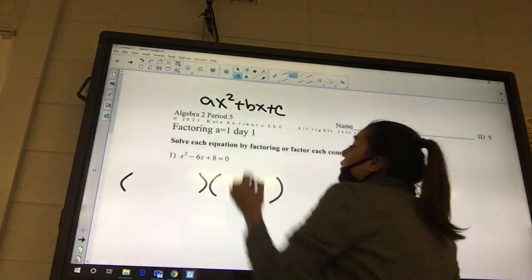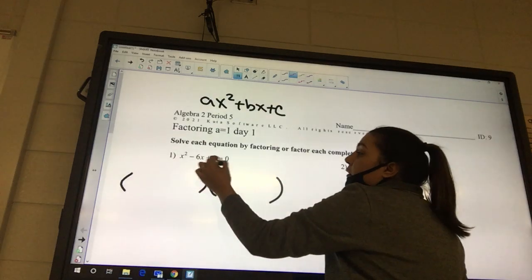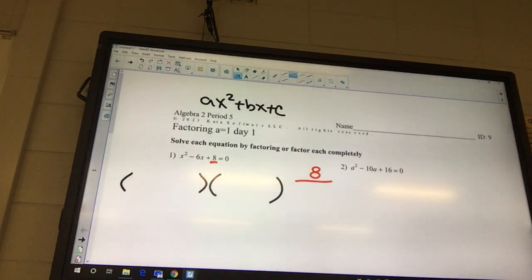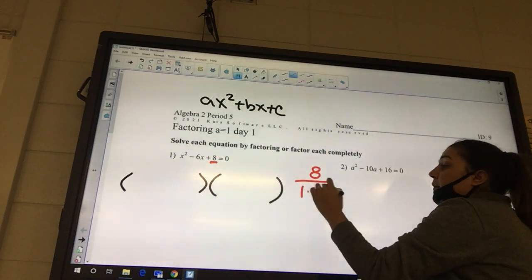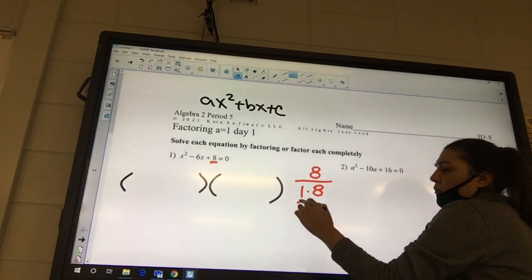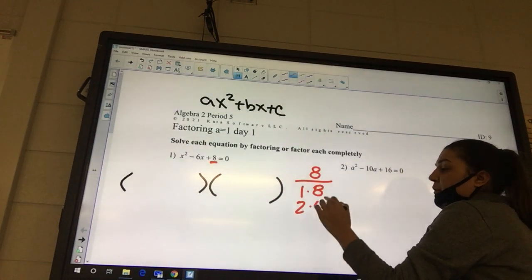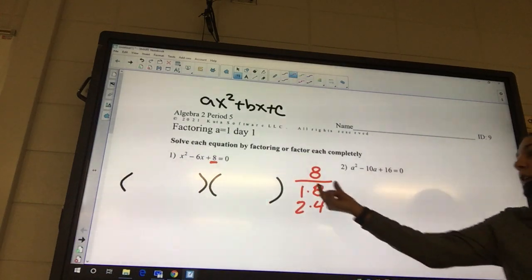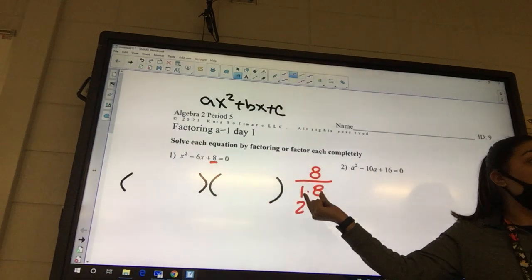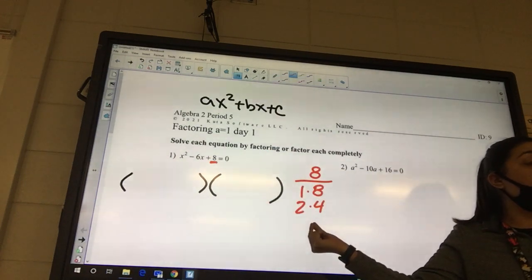So what we can do, we always use the C, okay, and the C is 8. You need to list all of the factors of 8, okay? So you can do 1 times 8. 2 times what would give you 8? 2 times 4. Okay, see how these numbers are getting closer and closer together? 1 and 8, there's 7 spots in between them. 2 and 4, there's 2 spots in between them.